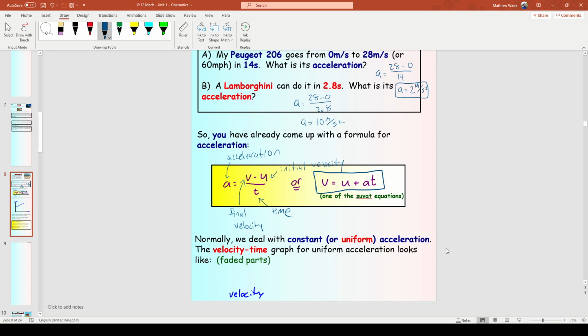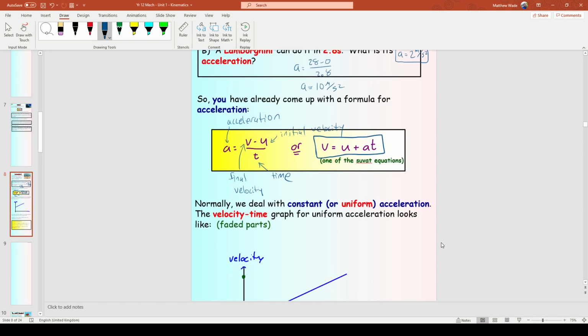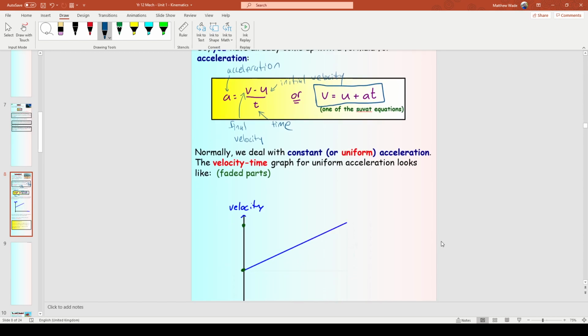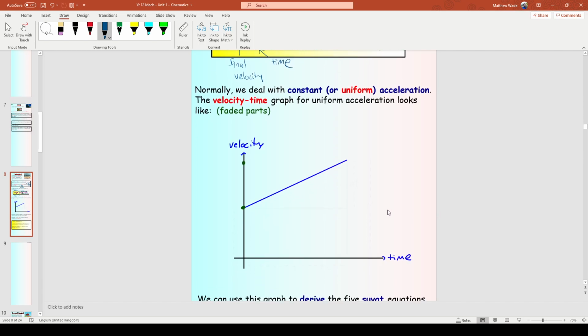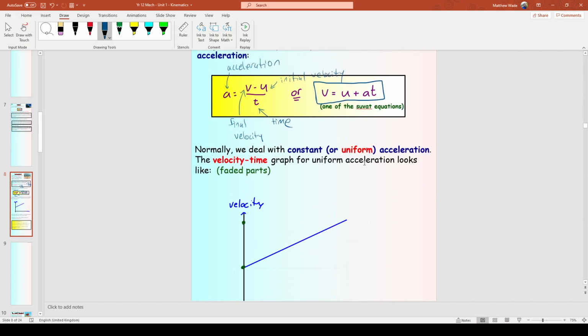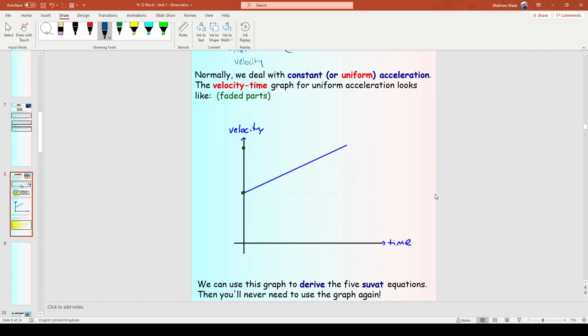Now here we go. Today's lesson, and it might take a little while, but it's definitely worth doing because it reinforces everything that you need to know about graphs and everything like that. Today's lesson is to derive these equations, my buddies. There's lots of equations that we can use for constant acceleration.